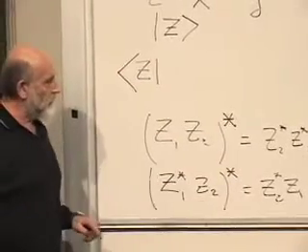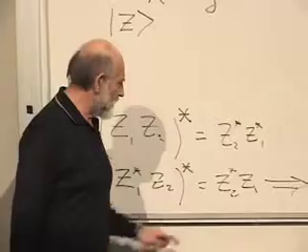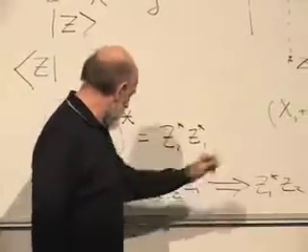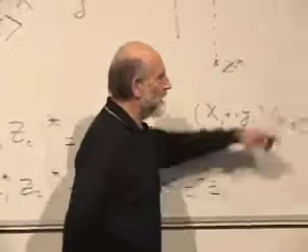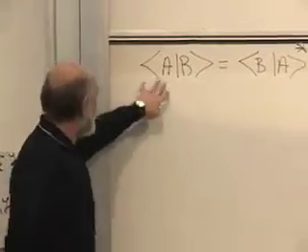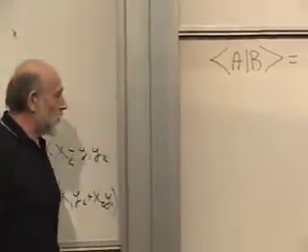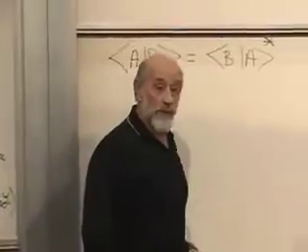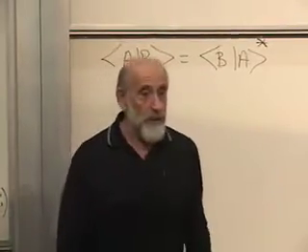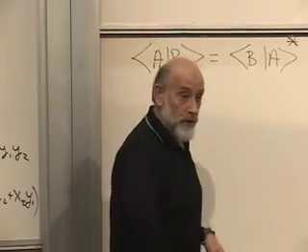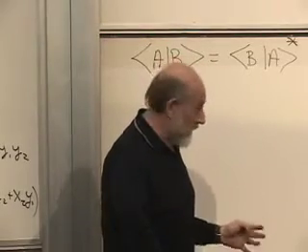Z1 star times Z2 star is (Z1 Z2) star. Okay, you see what I've done. Right. Okay, so if you complex conjugate both factors, then the product complex conjugates. This is now to be taken as an abstract part of the definition of a good inner product.